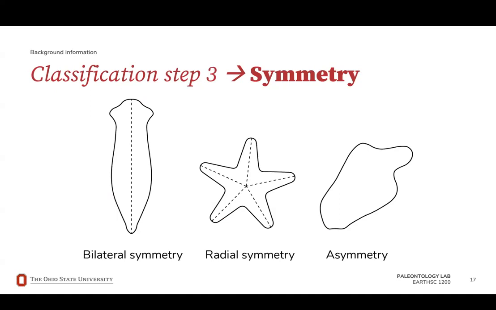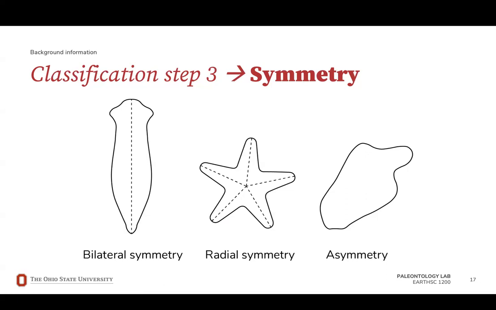Symmetry describes the arrangement of parts of an organism on either side of a plane, line, or a point. Most organisms are grouped into three basic symmetry types: bilateral, radial, or asymmetrical, as shown in the sketch. Organisms with bilateral symmetry can be divided by a single plane into two nearly identical halves that are mirror images of each other. Examples can include trilobites, brachiopods, and mammals.